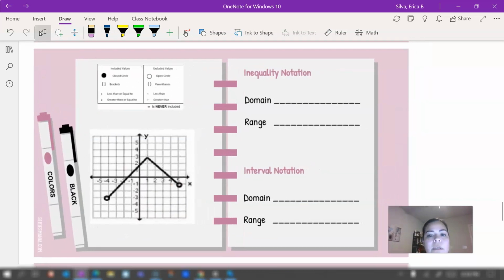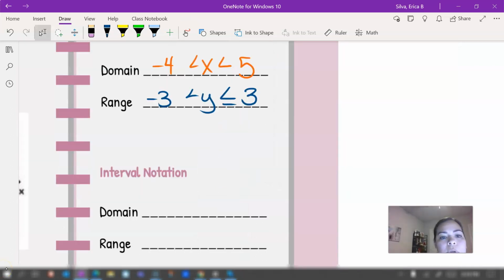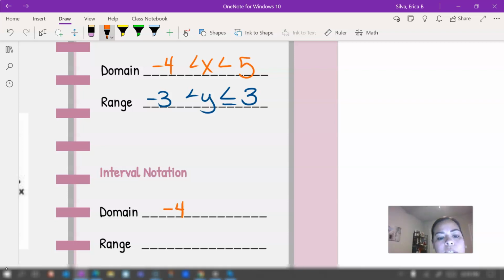Okay, let's look at this next one. We've got negative 4 is the lowest, not included. Positive 5 is the highest, not included. For our range, negative 3 is not included, but positive 3 is included, so we need to include that square bracket.